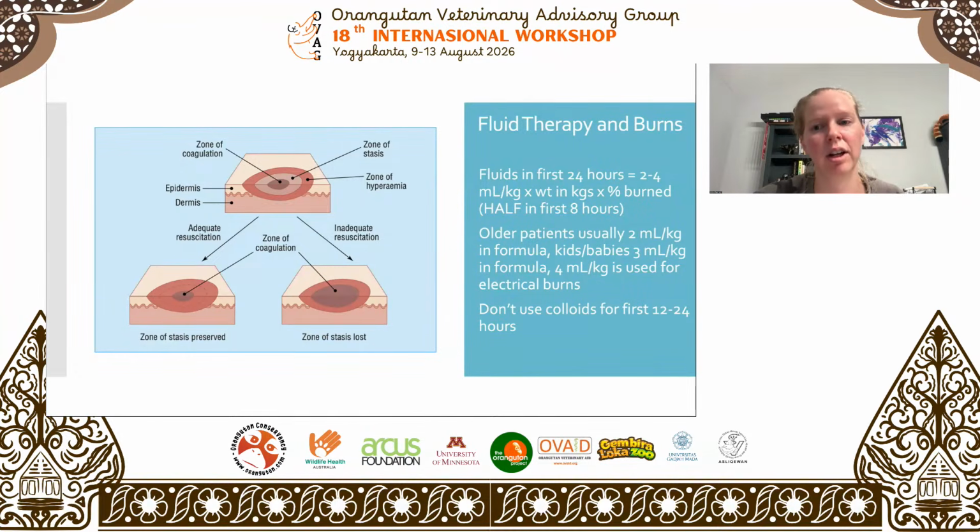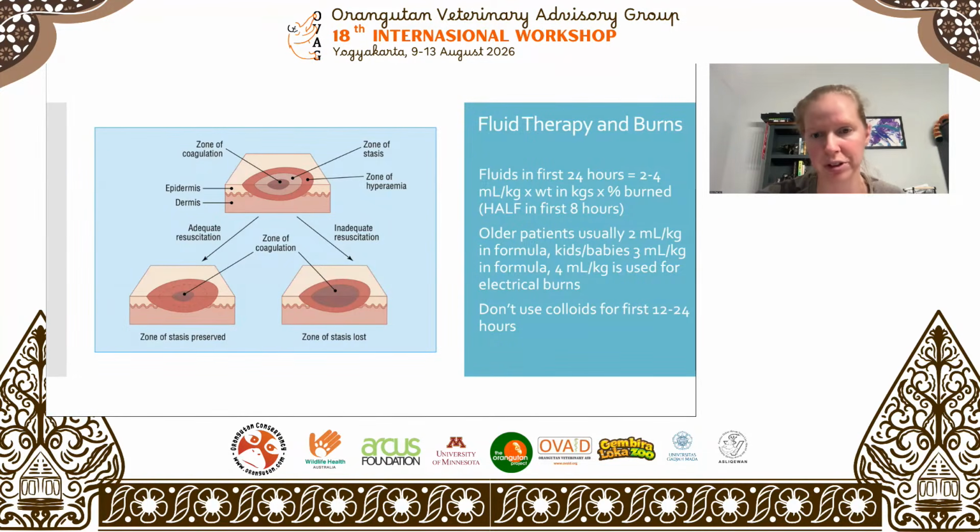And she's 50 kgs. That's 100 mL right there, and then that's 20% burned. So that is 2 liters, and we need to give her half of that in 8 hours. So we need to give her another liter in that next 8 hours, and we need to give her another liter in the 16 hours after that, in her first 24 hours. So even though she is not that big of a lady, a 50-kilogram orangutan, we're giving her 3 liters of fluid in 24 hours.